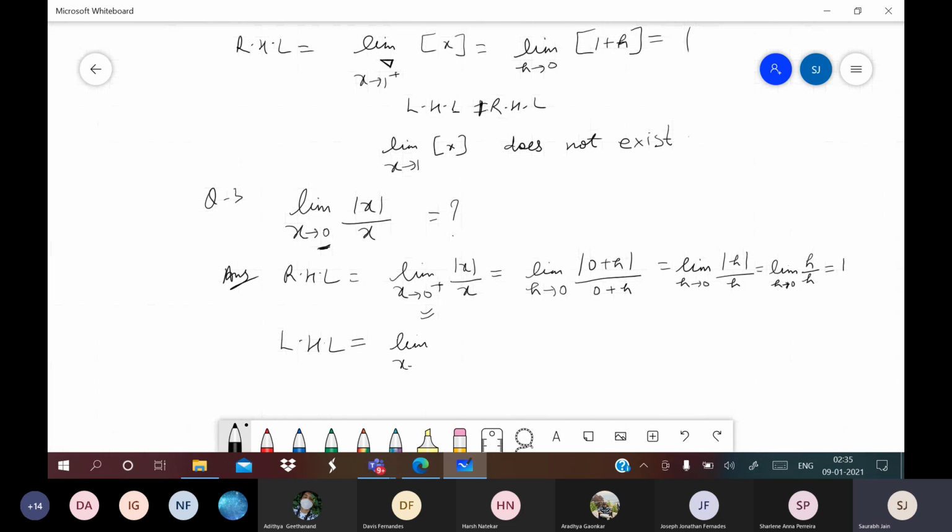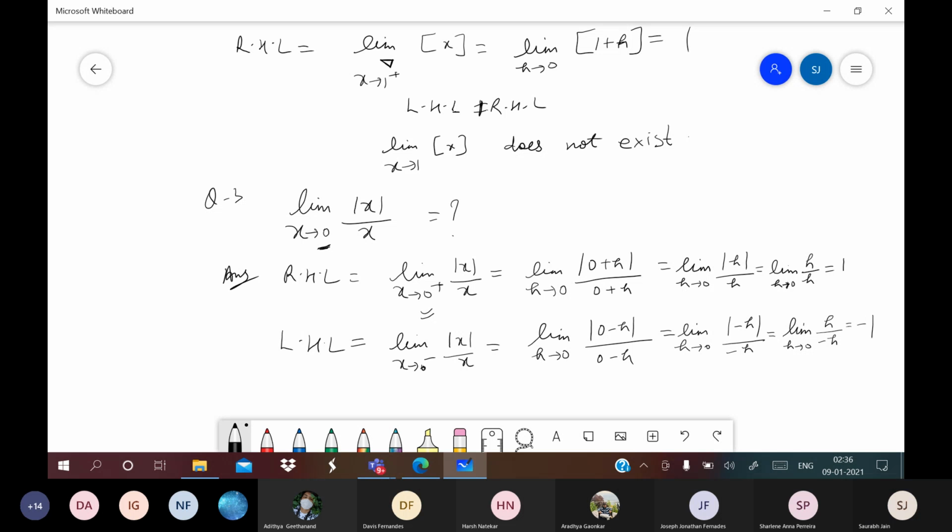When we write LHL, that means towards the left of 0. For that we show this with a negative sign. Then in place of x we write a minus h, where a is 0 in this question. So this comes out to be limit h tending to 0 of mod of minus h upon minus h. Now finally, again that same definition of modulus. In the numerator we are going to write h.